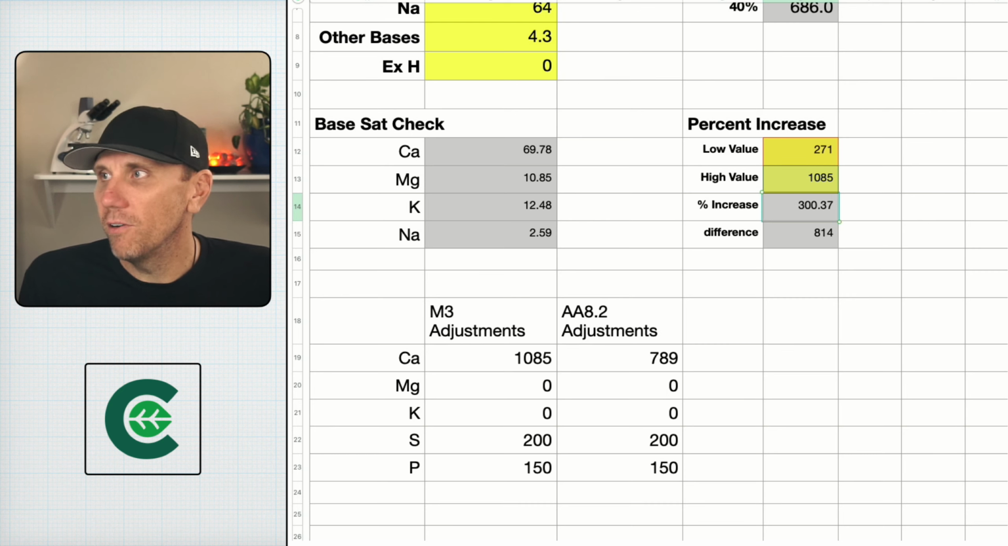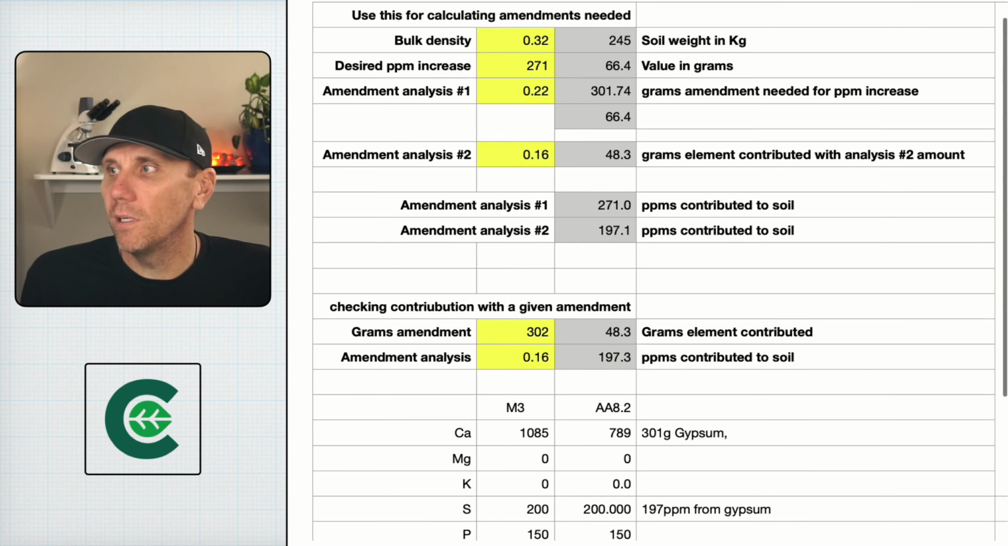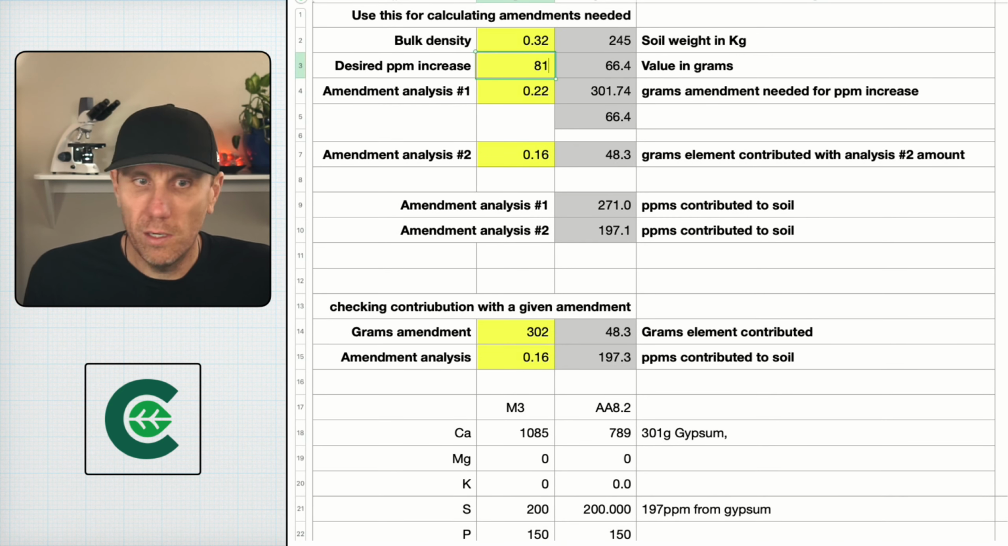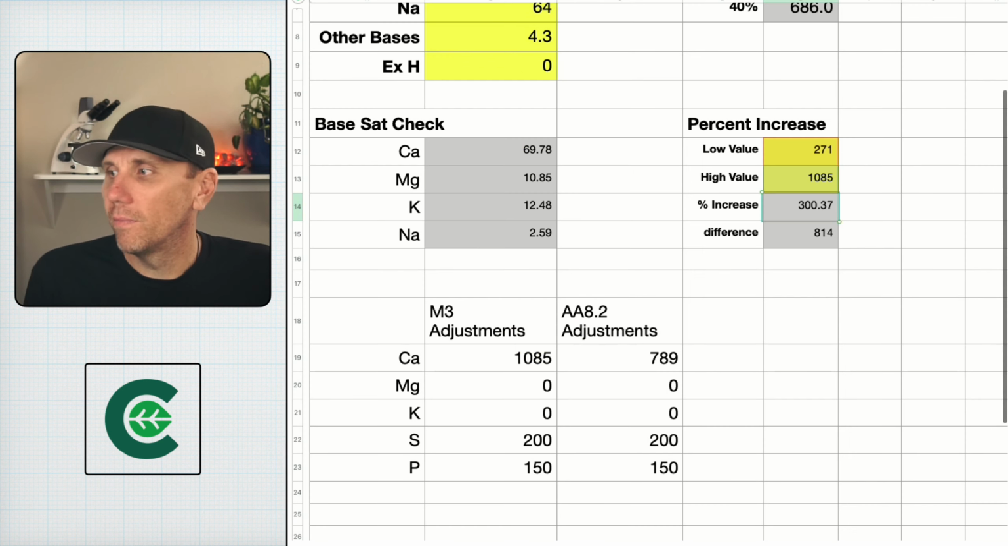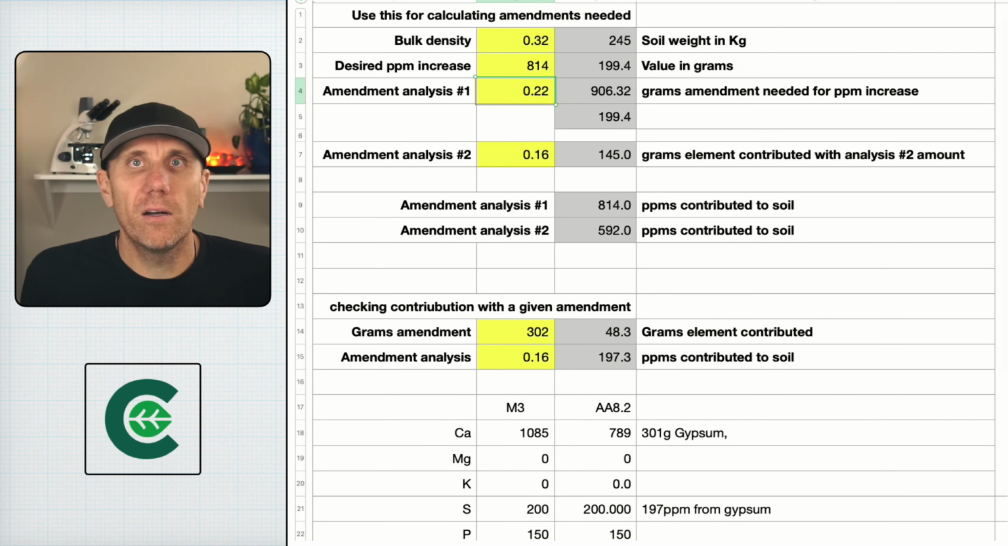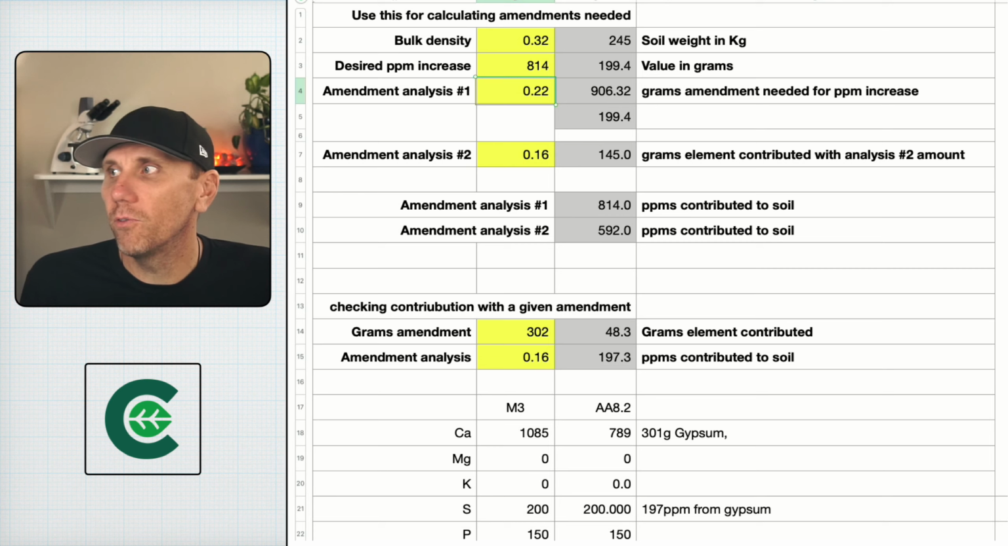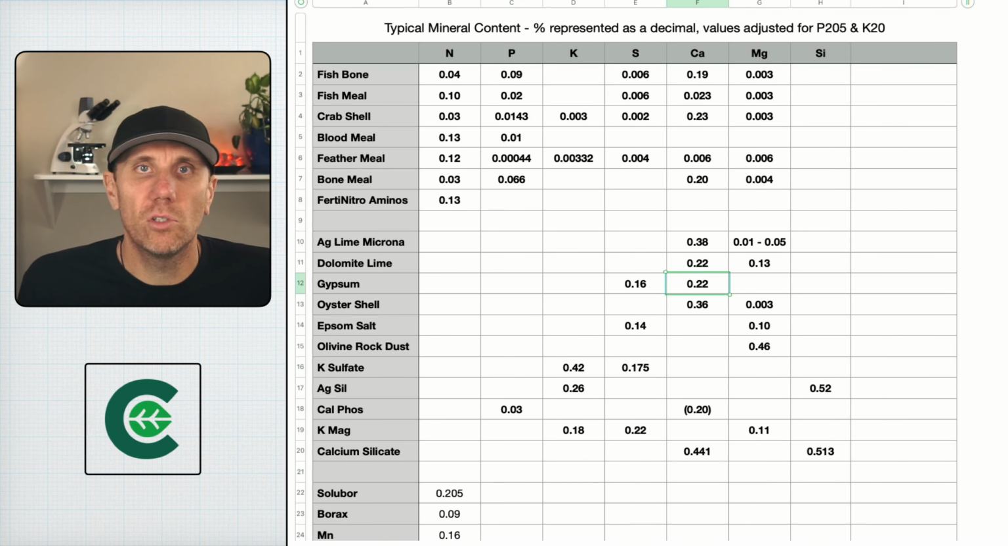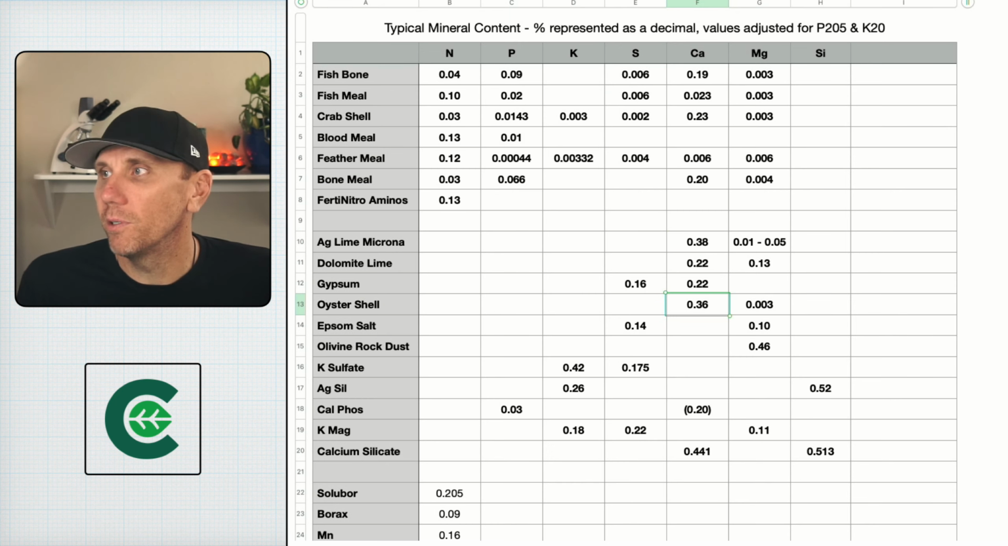So we need another 814 parts per million. 814 parts per million, right? Yep. We need 814 parts per million in another form of calcium. So we could use agricultural lime. We could use oyster shell. For simplicity, we'll do oyster shell. People are pretty familiar with that.